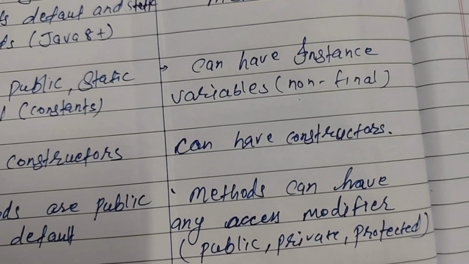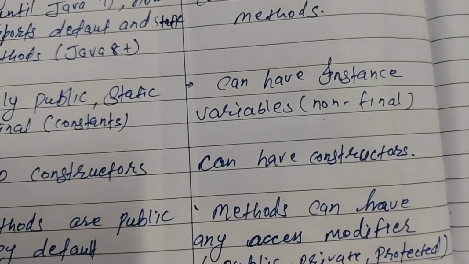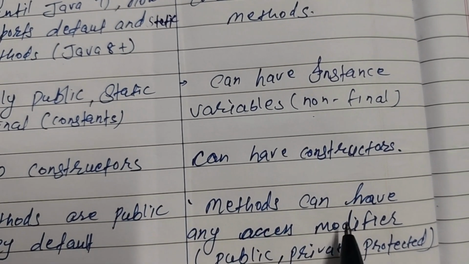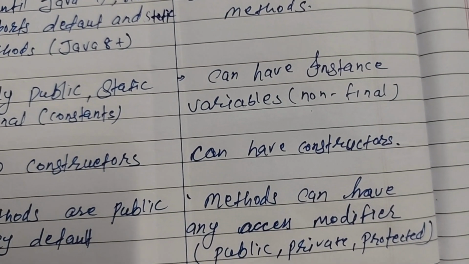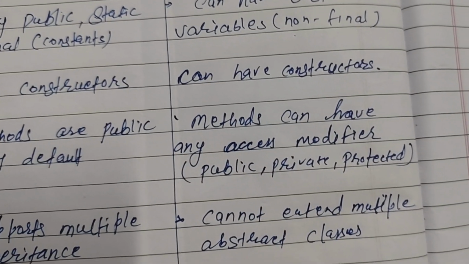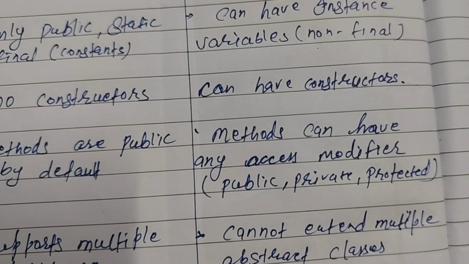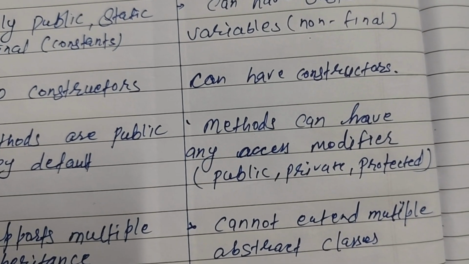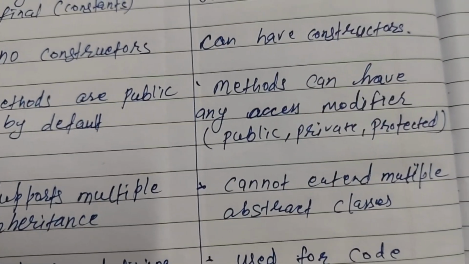Methods in an interface are public by default, but in an abstract class methods can have any access modifier like public, private and protected. An interface supports multiple inheritance, but a class cannot extend multiple abstract classes. That means it cannot support multiple inheritance.